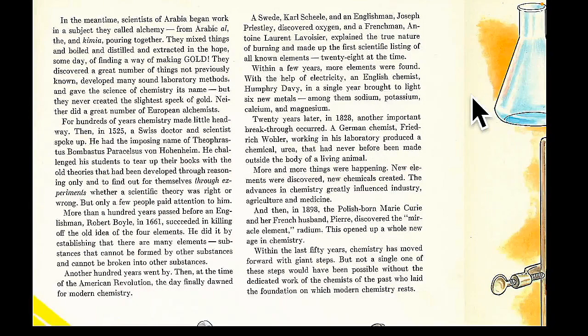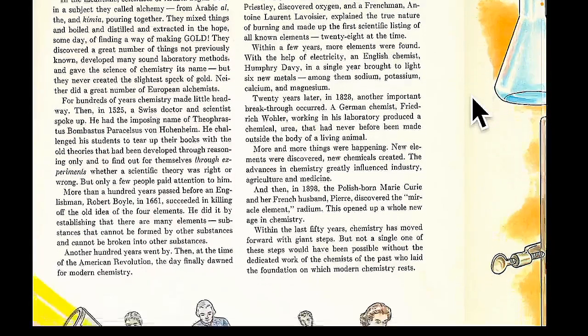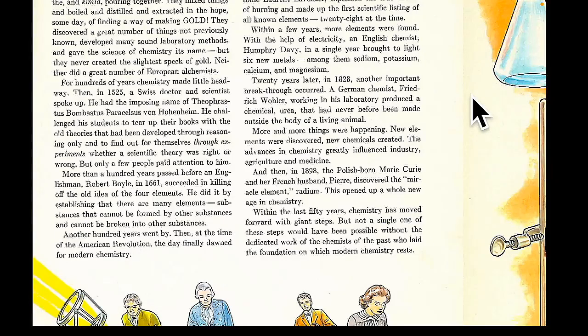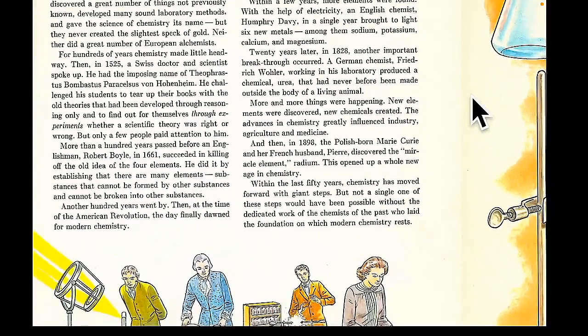An English chemist, Humphry Davy, in a single year brought to light 6 new metals, among them sodium, potassium, calcium, and magnesium. 20 years later, in 1828, another important breakthrough occurred. A German chemist, Friedrich Wöhler, working in his laboratory, produced a chemical, urea, that had never before been made outside the body of a living animal.